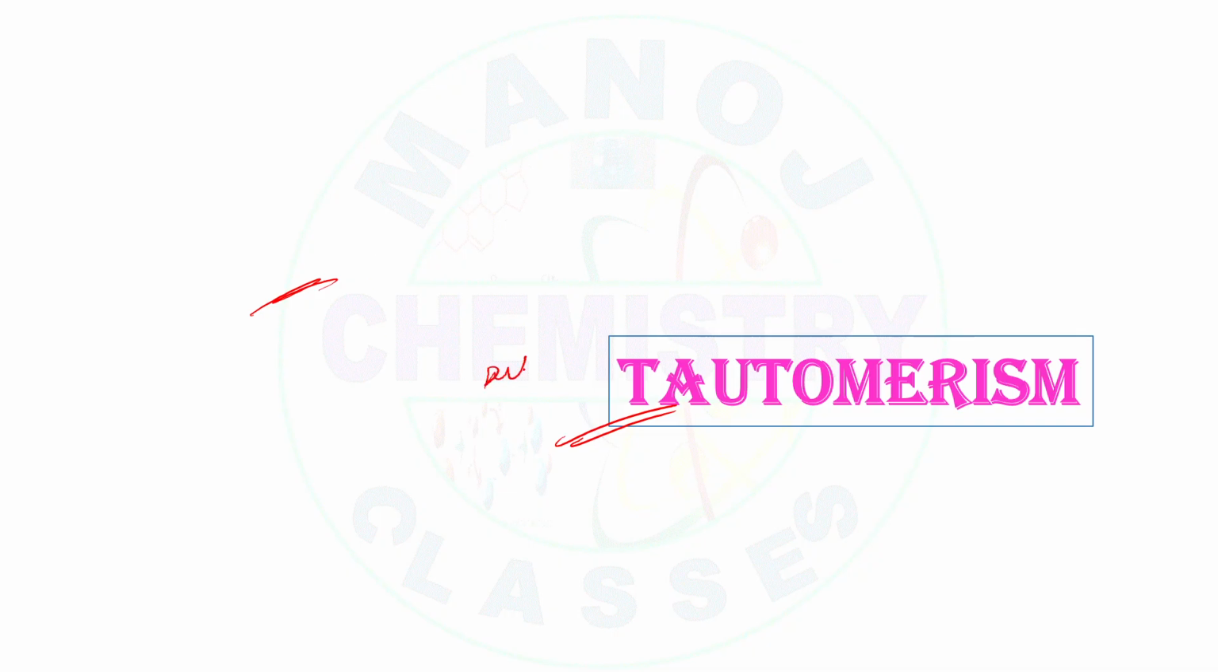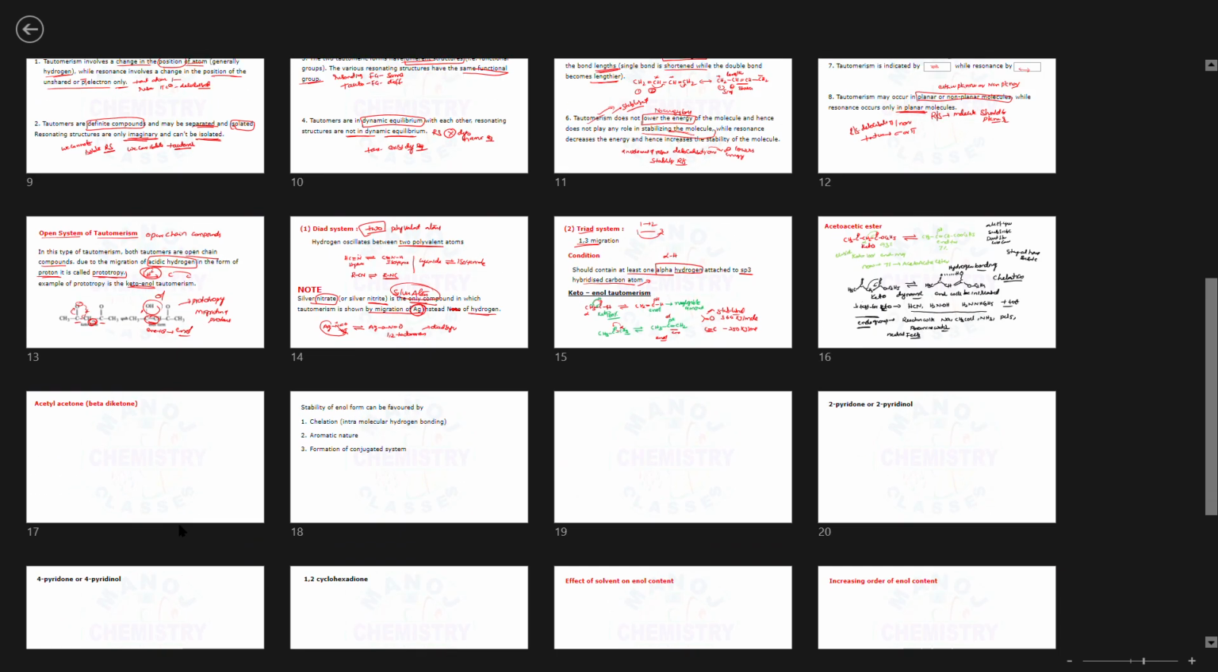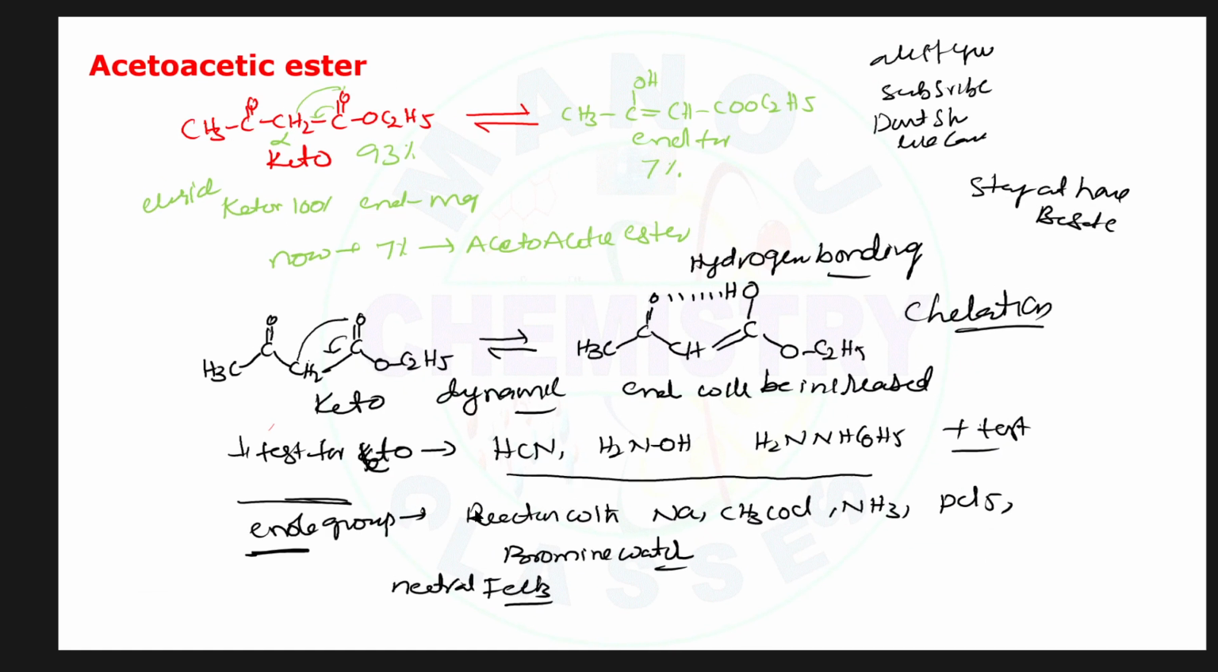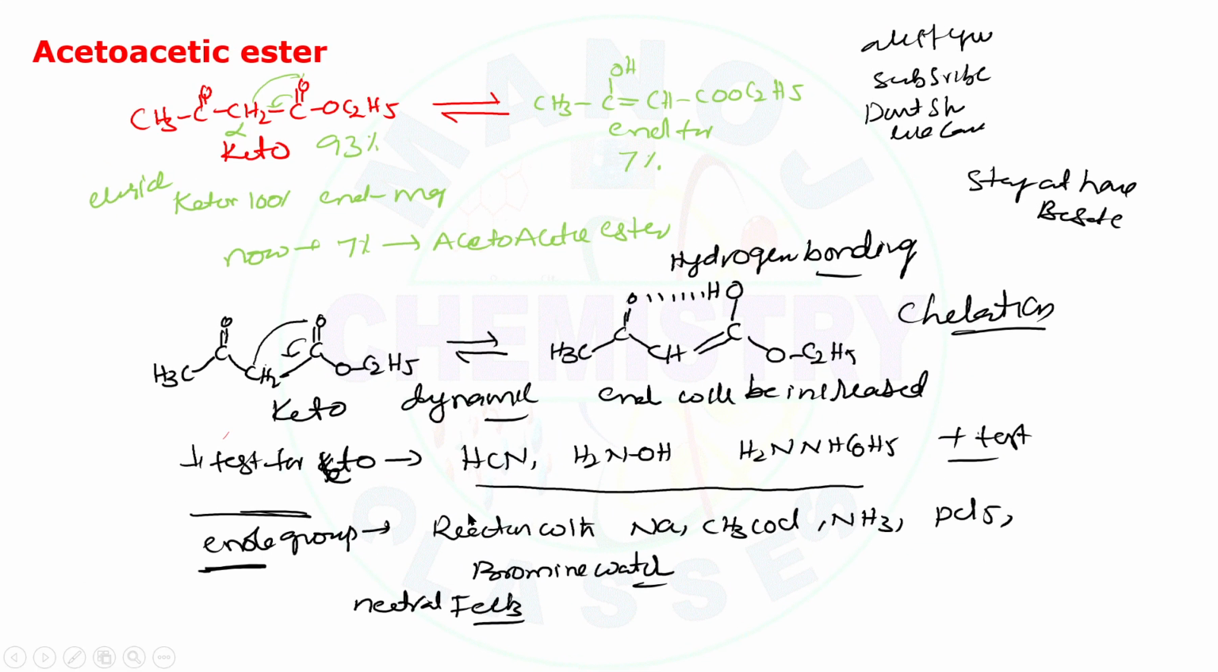Tautomerism part 2. In the last class we left off here. We had discussed acetoacetic ester. In this acetoacetic ester, the enol content is nearly 7% due to the presence of hydrogen bonding, and it shows the reaction tests for both keto and enol forms.